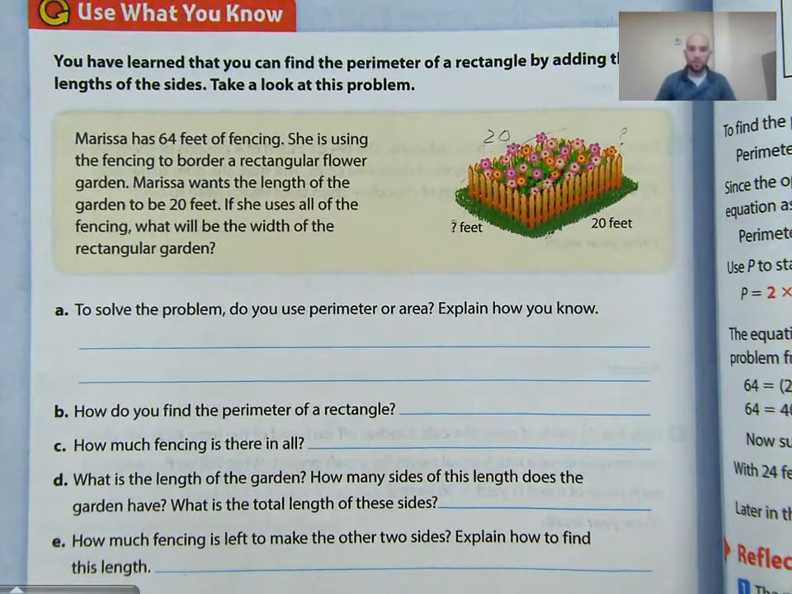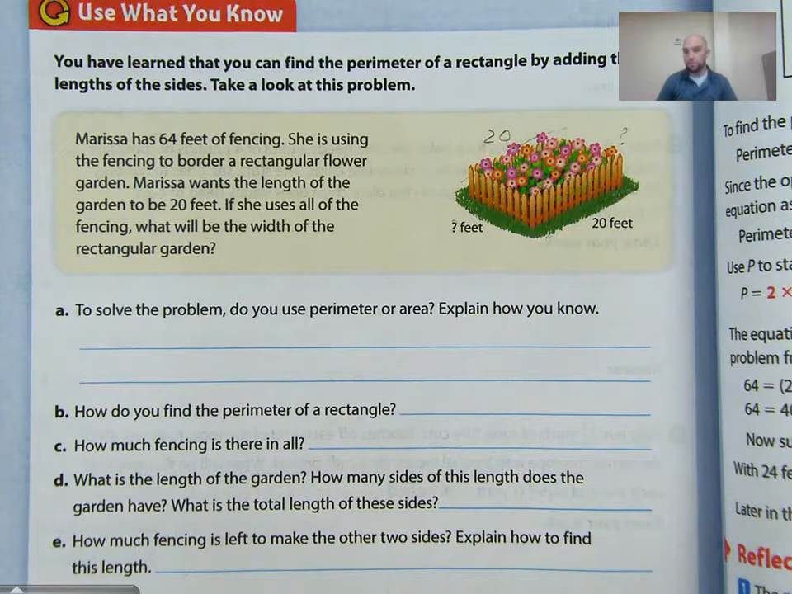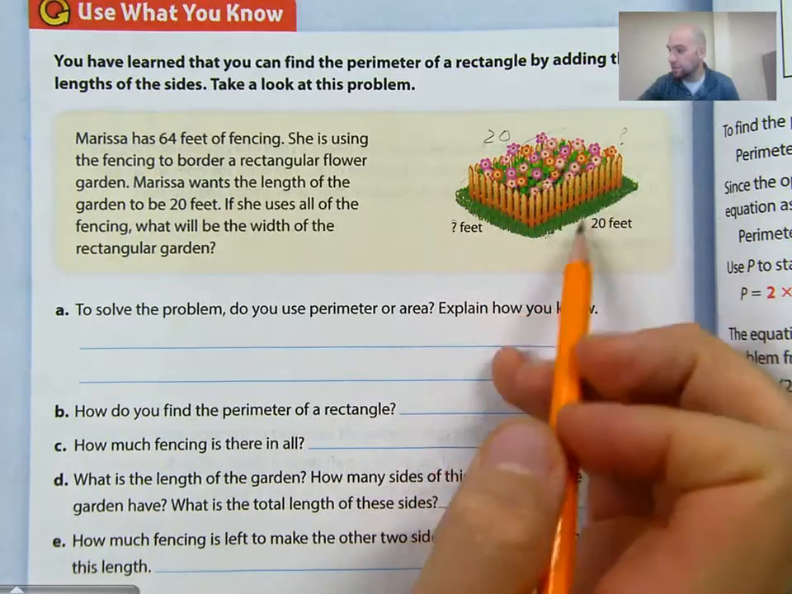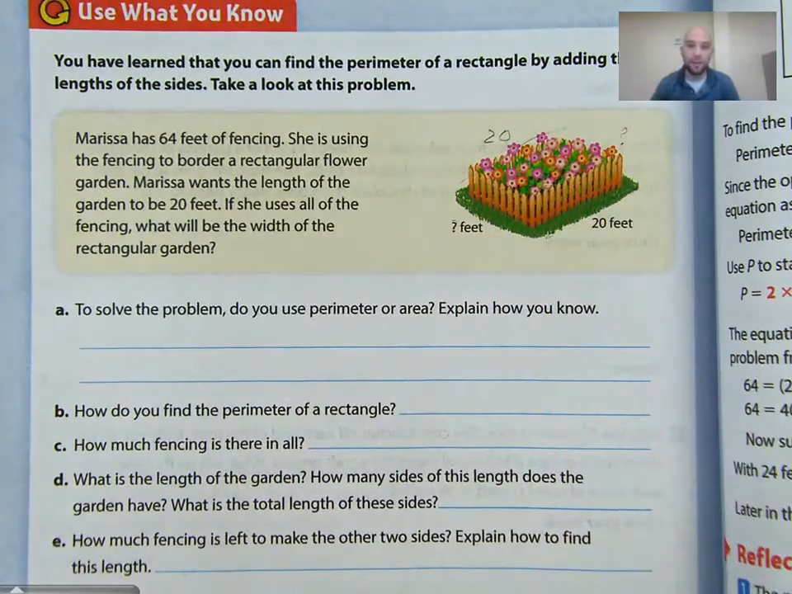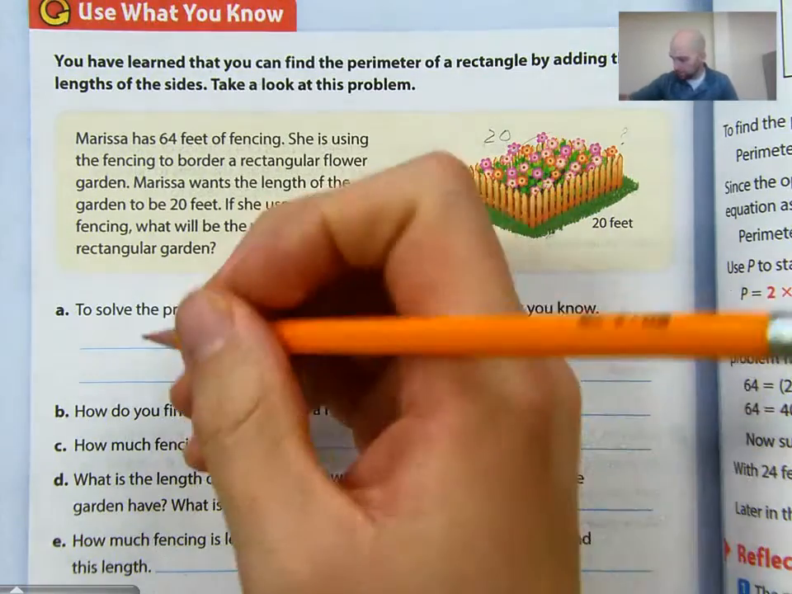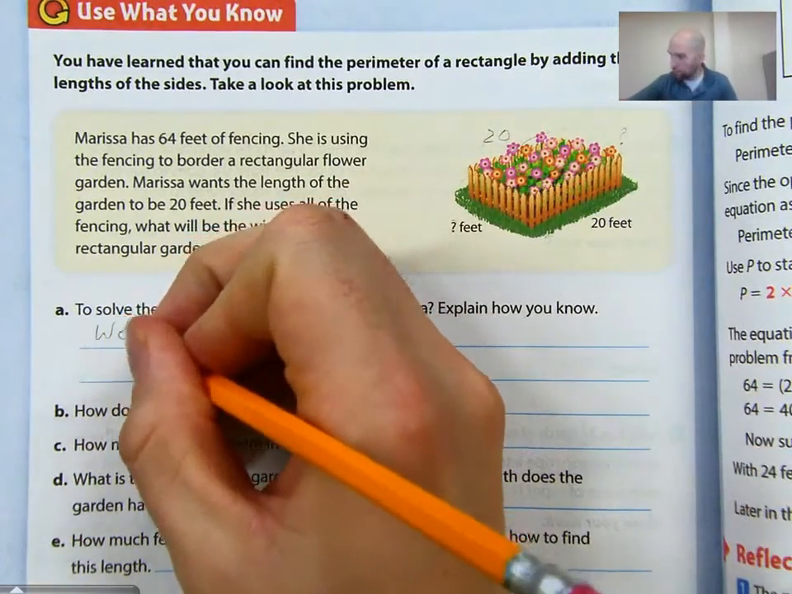So to solve the problem, do you use perimeter or area? Explain how you know. So when we're finding a perimeter, we're looking for the distance of all the sides added together. When we are doing an area problem, we're trying to find the amount of space that's inside of a shape. So if we are looking at the edges, we're looking at these sides here, and we're talking about length, we know that we're going to be using perimeter. So I'm going to write here, we will use perimeter.